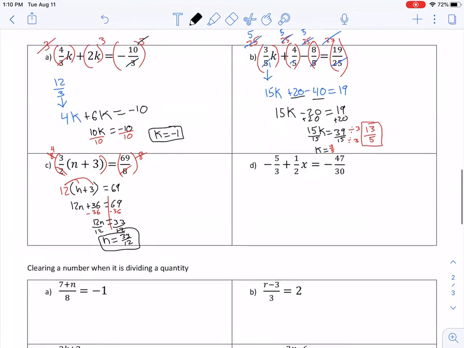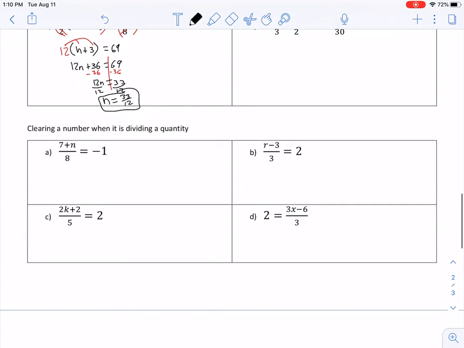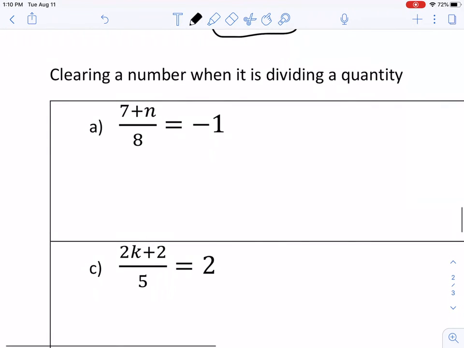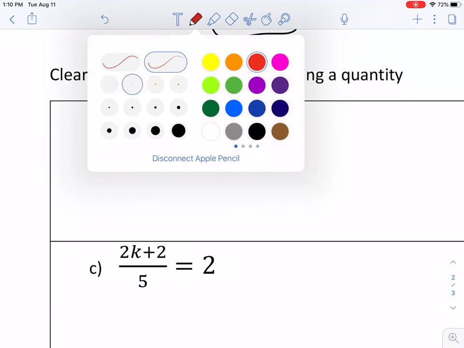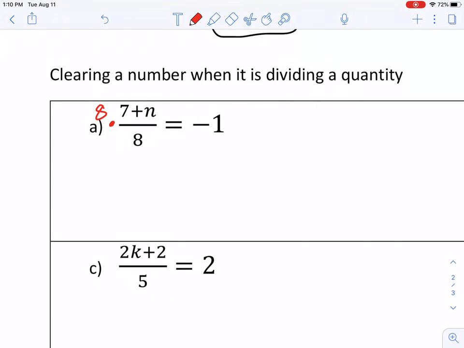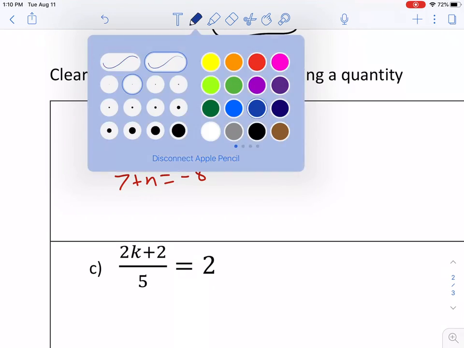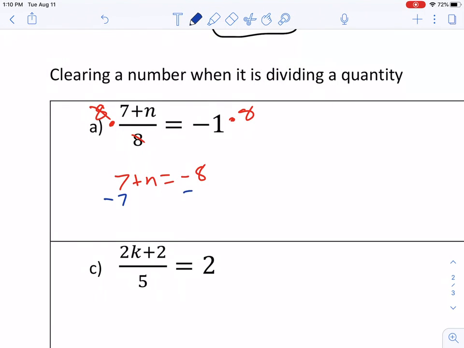All right, so this is the last part of 1.4, clearing a number when it's dividing a quantity. In this one, I have this whole quantity of 7 plus n, and that whole thing's being divided by 8. So we can get rid of that divided by 8 by multiplying 8 to both sides. That makes those cancel out, so 7 plus n equals negative 8. Now we have an equation that we can solve. I would subtract 7 from both sides, and n equals negative 15.